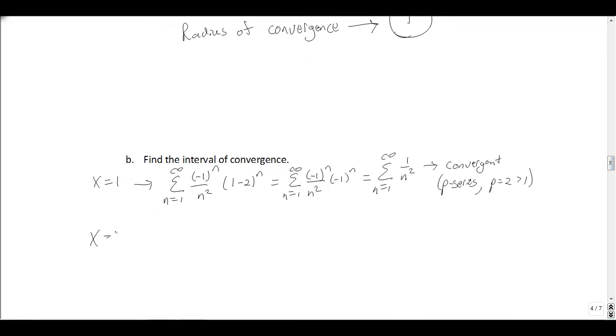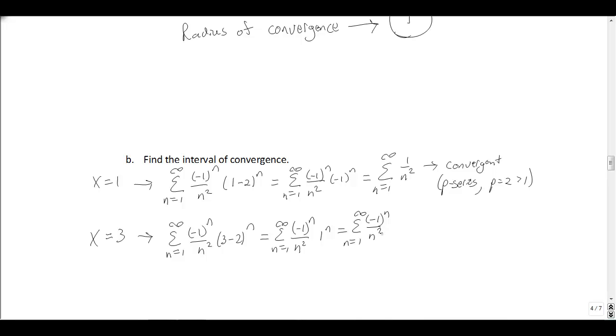And then when x equals 3, what you get is a summation n equals 1 to infinity, negative 1 to the n over n squared, times 3 minus 2 to the n. Well, 3 minus 2 is 1 here. So we get negative 1 to the n over n squared times 1 to the n. But 1 to the n is just 1. So you end up with n equals 1 to infinity, negative 1 to the n over n squared.